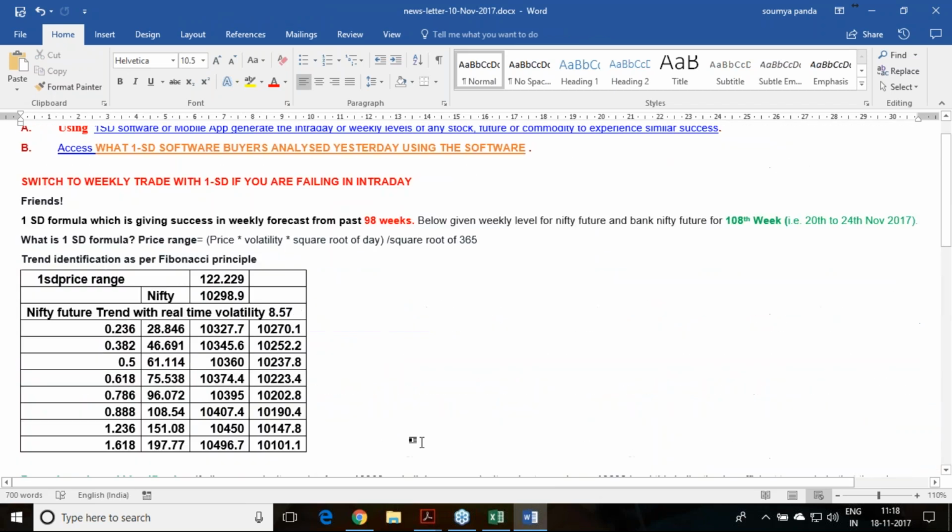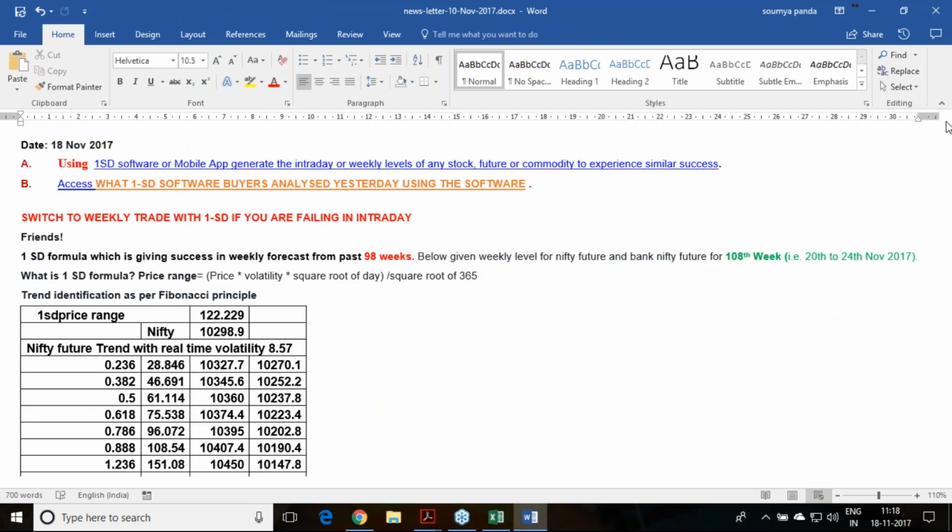A similar result you can get in the one standard deviation analysis if you are using it for equities and other segments. A similar kind of result you can experience if you use this one standard deviation concept in commodity or in equity, or in stock futures or in options.